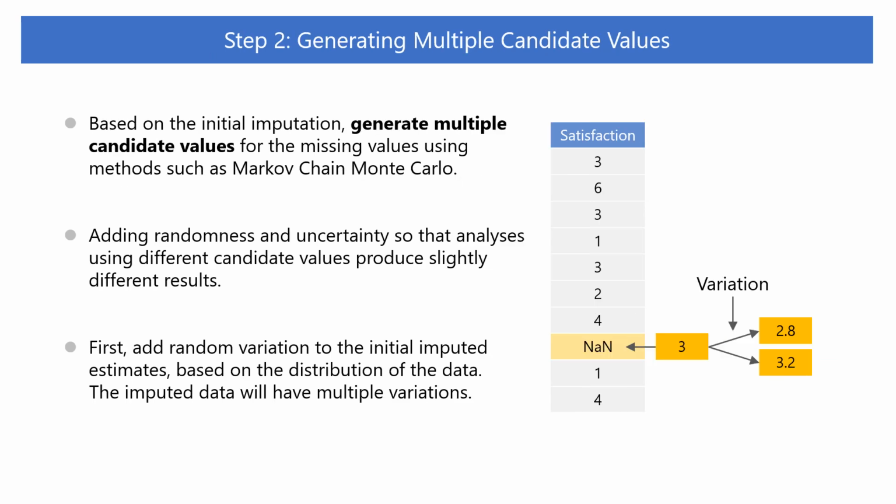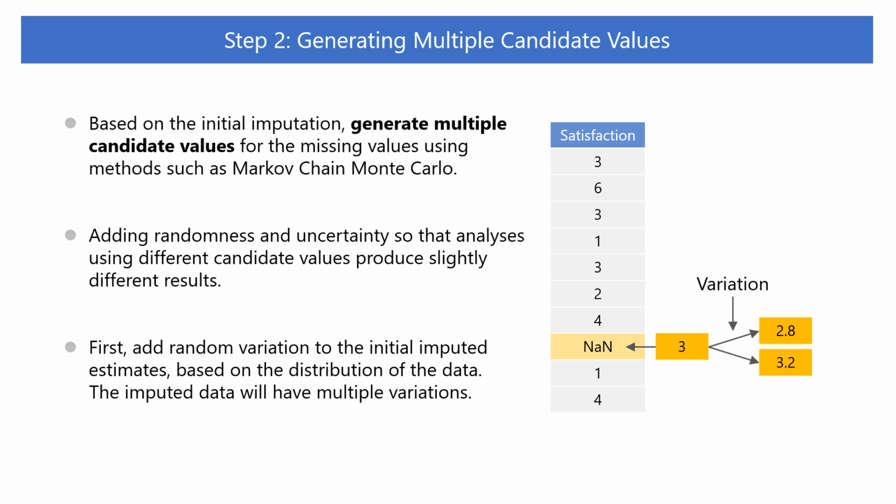Next, based on the initial imputation, generate multiple candidate values for the missing values using methods such as MCMC, Markov-Chain Monte Carlo. At this stage, the key is adding randomness and uncertainty so that analysis using different candidate values produce slightly different results. The following processes are carried out at this stage.